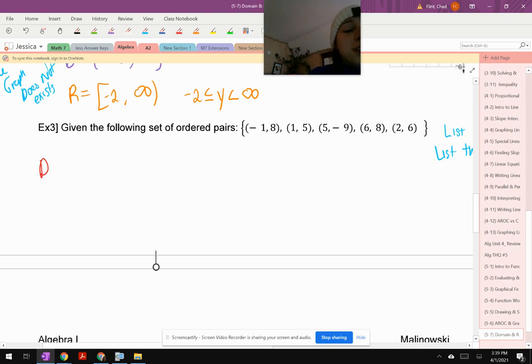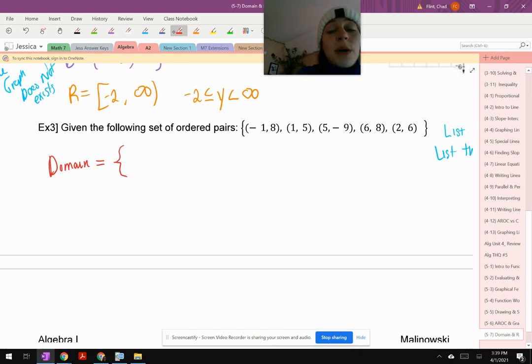All right, so if you're talking about domain, your domain is going to be equal to, get your fancy little brackets that I'm absolutely horrendous at trying to draw, and then just list your x values in there. Make sure they're in order from least to greatest. That's probably the only important thing. Just make sure you go from least to greatest.